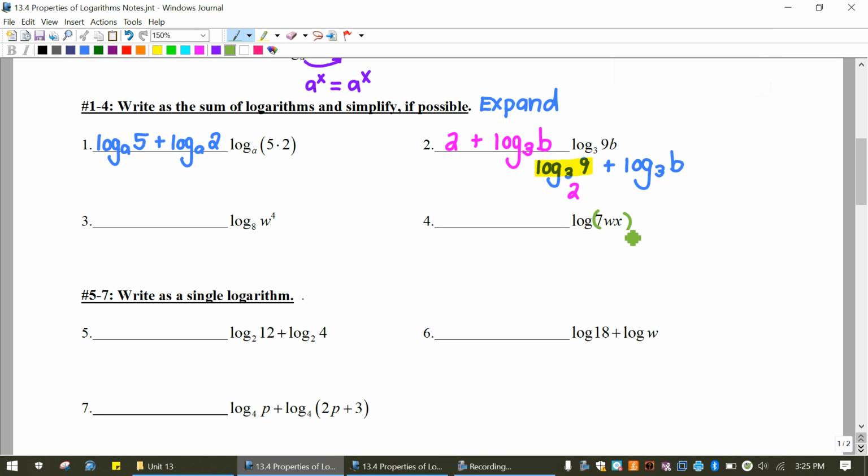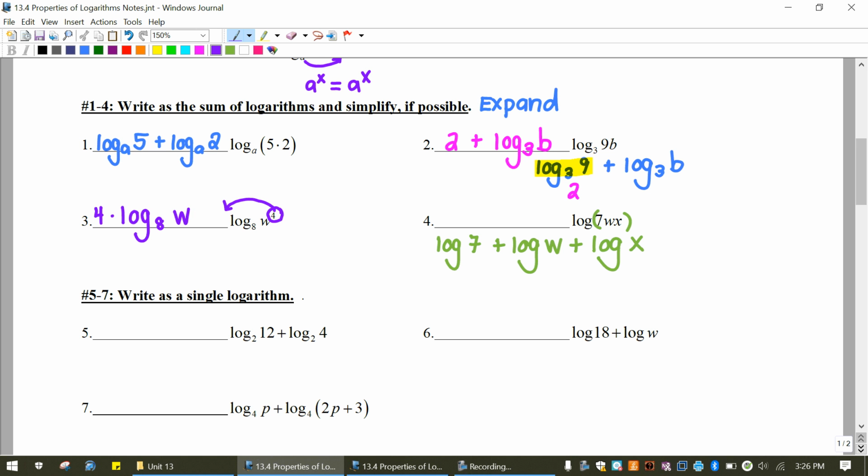We've got 3 things being multiplied here, so each one of these will get its own log. So we'll do log, and if there's no base there, that means a 10, so I'm just going to leave it blank, so it implies that it's a 10. Log base 10 of 7 plus log of w plus log of x. And then our last one in this section, we've got a power here that's going to come in front as a multiplier. So 4 times log base 8 of w.